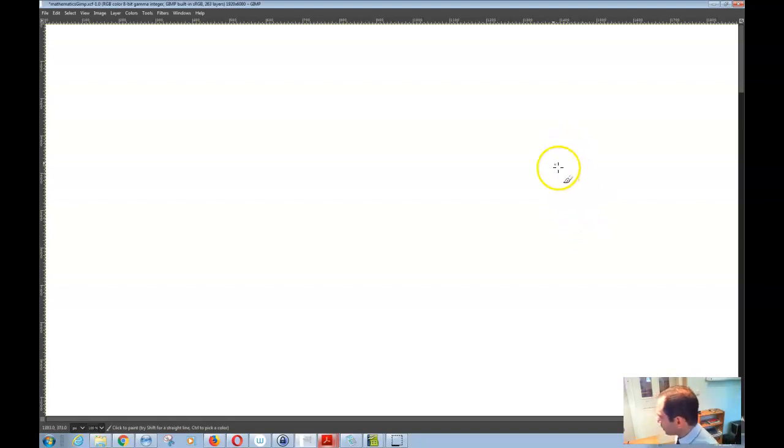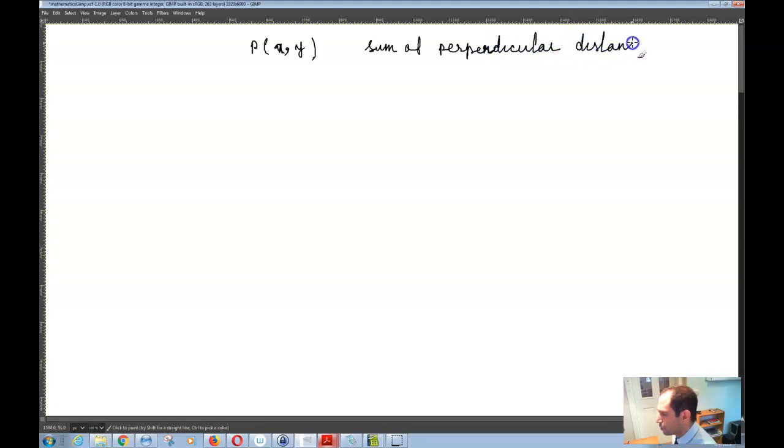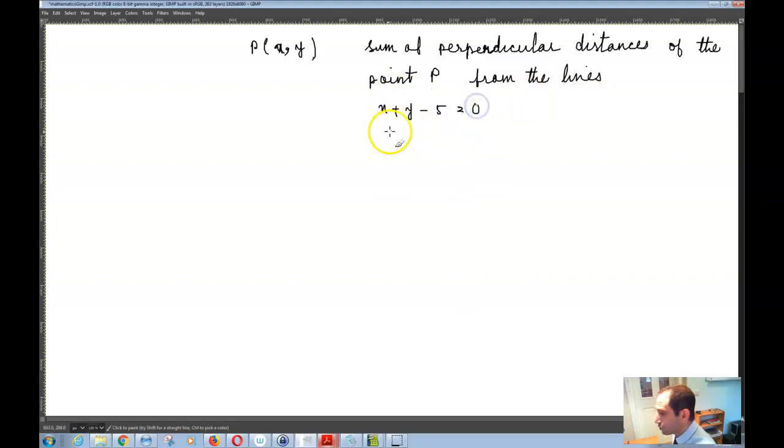So basically you have a point P with coordinates x comma y, and the sum of perpendicular distances of the point P from the lines x plus y minus 5 is equal to 0 and 3x minus 2y plus 7 is equal to 0.